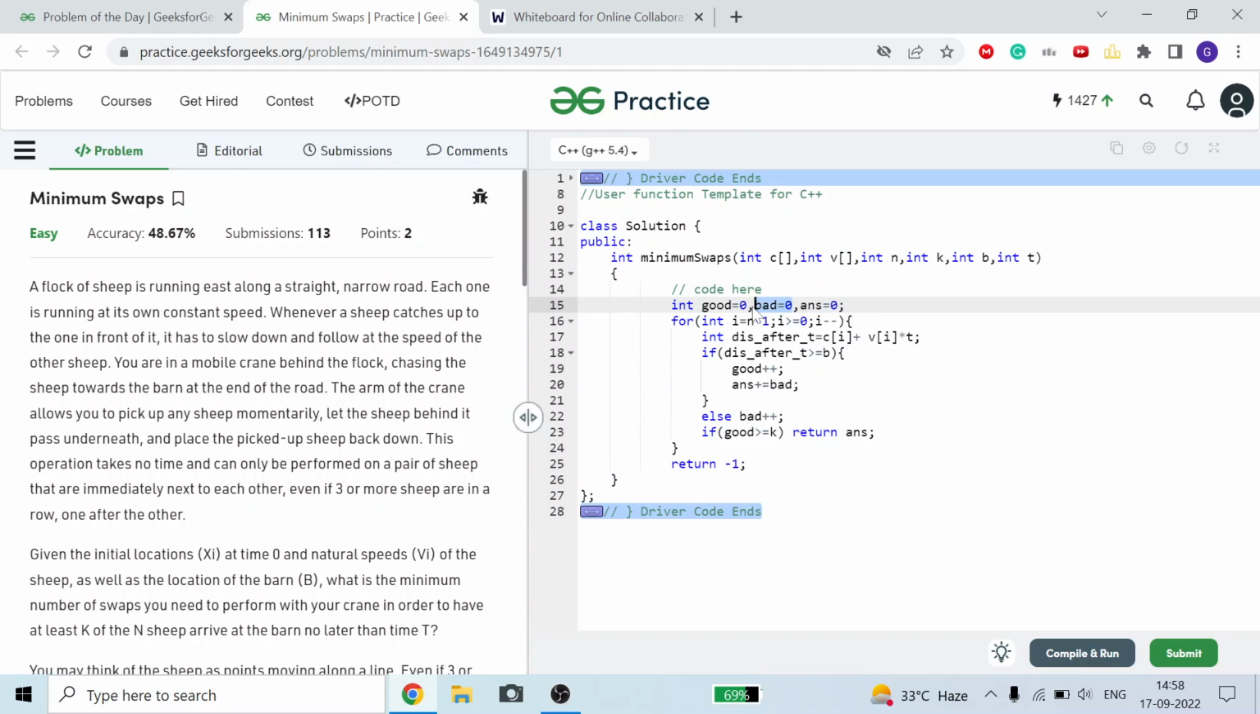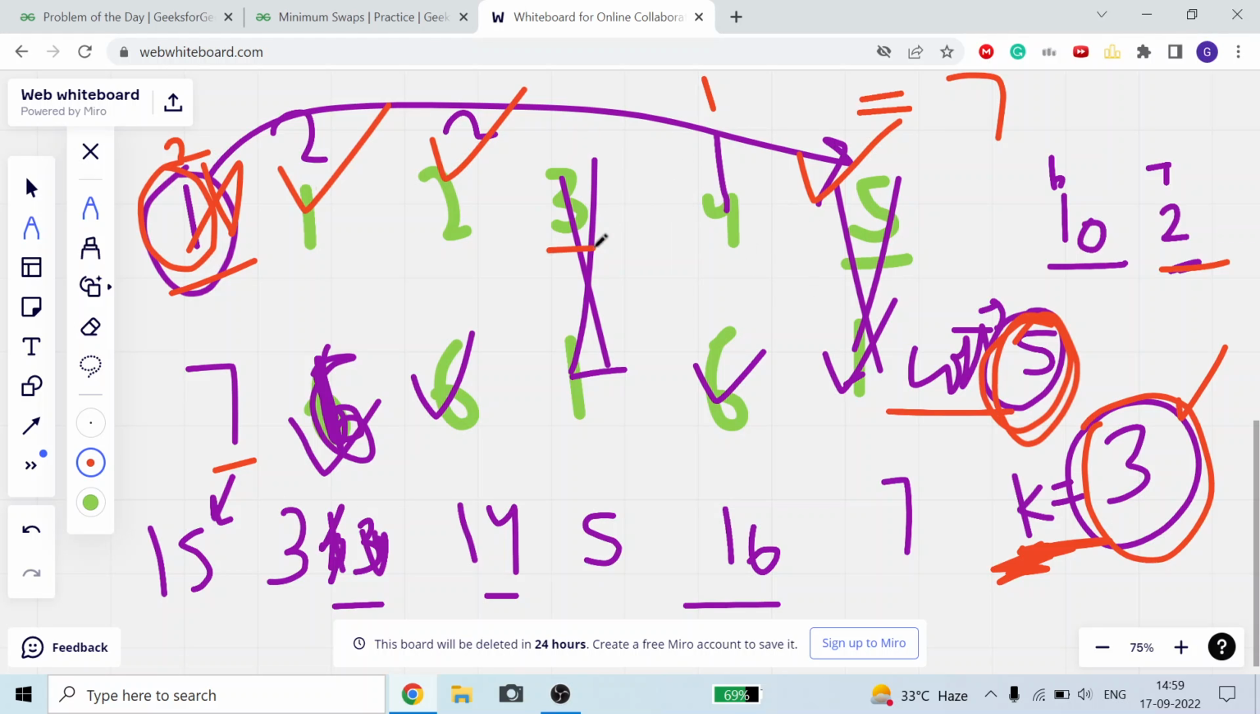Bad is the number of ships that cannot reach the end with the given current position and velocity in time T, so we have to ignore them. Good means these are the ships that can easily go to my position B after t units of time. So I will run a reverse loop, because the ships in front are these, and we need to calculate this ship to calculate the answer for this particular one.